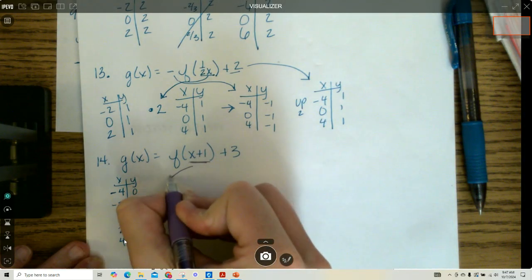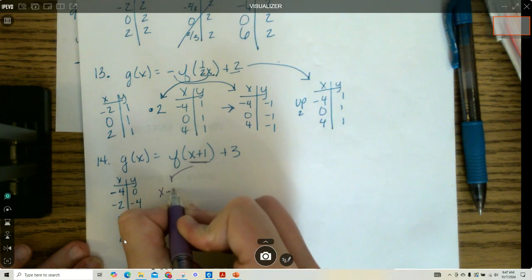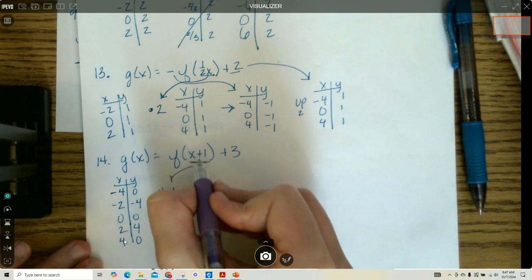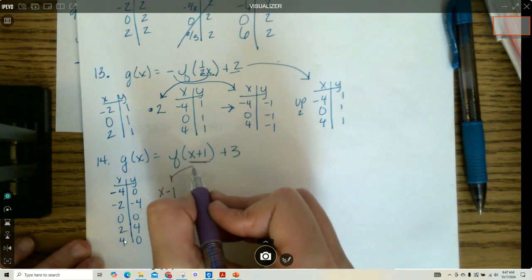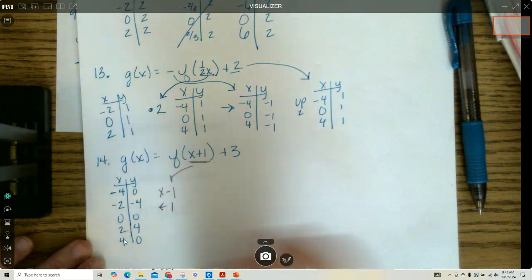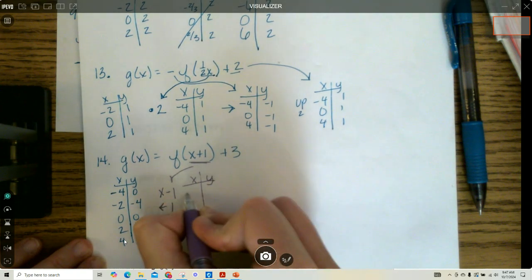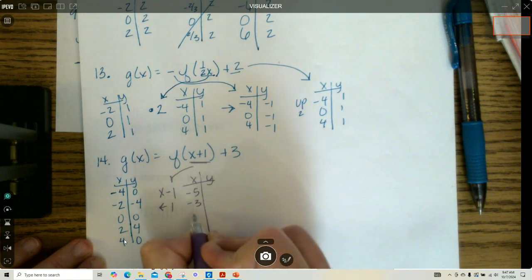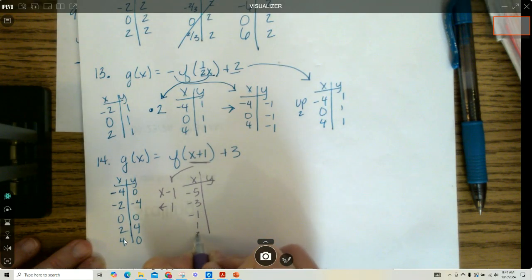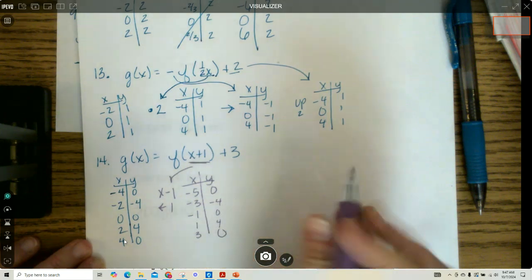We would do x minus 1. We do the opposite. I know it messes with your head, but we're going left 1, which subtracts 1 from each x. So we would have negative 5, negative 3, negative 1, 1, and 3. All the y's would stay the same.